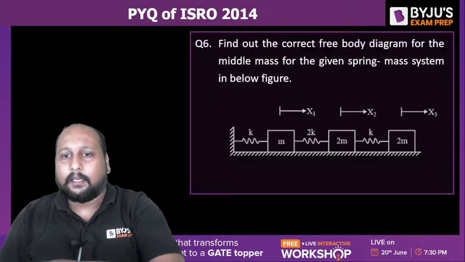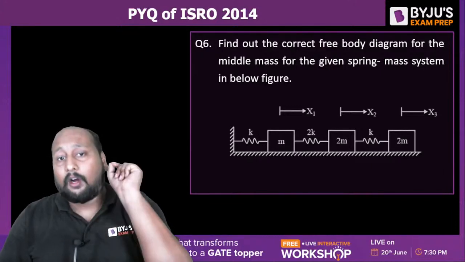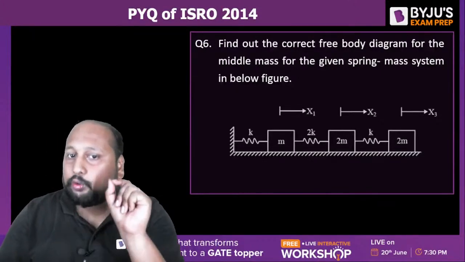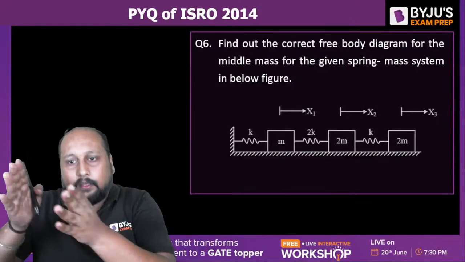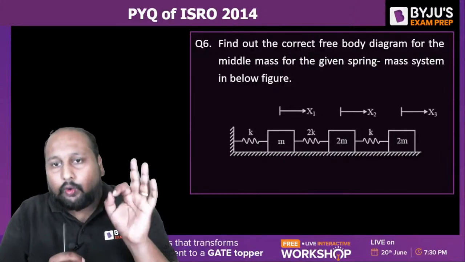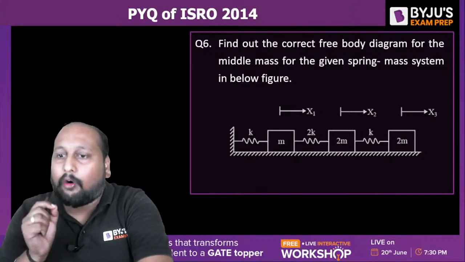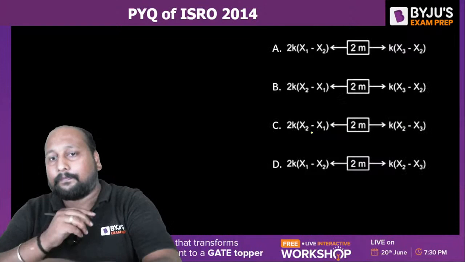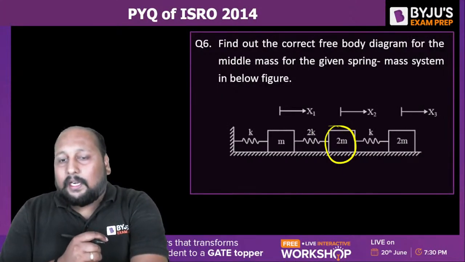Question number 6 is find out the correct free body diagram of the middle mass for the given spring mass system as shown in the figure below. Now there are three masses. We're having 2M, 2M and M, and there are springs being connected. So you have to tell me which of the following is the correct free body diagram of the center mass, the middle mass. Okay, quickly. What is the free body diagram of this one?